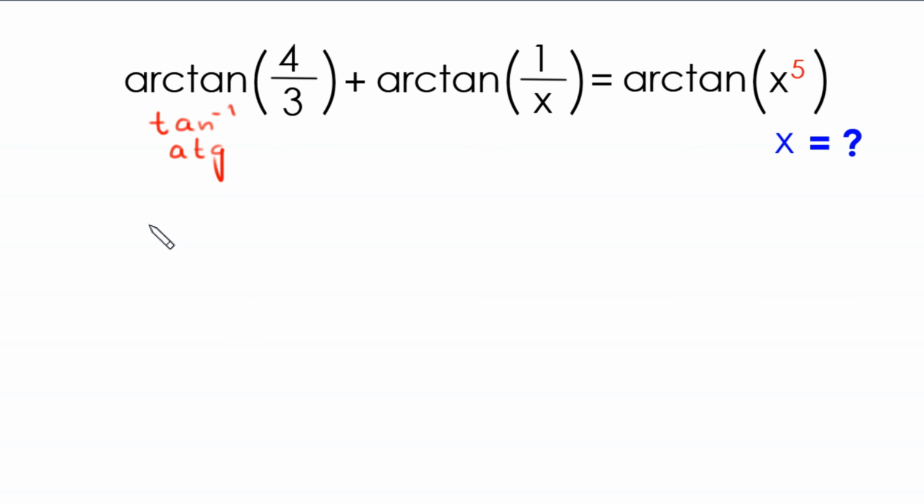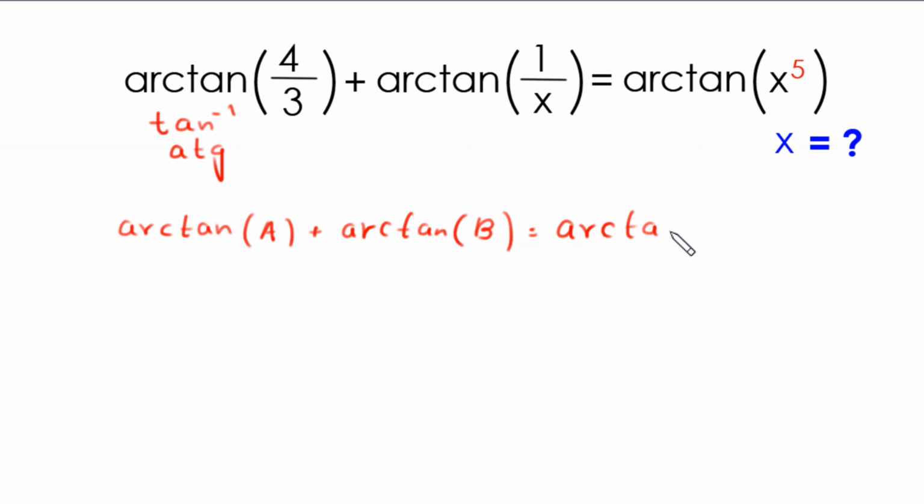By using this property, arctan of A plus arctan of B is equal to arctan of (A plus B) divided by (1 minus A times B).